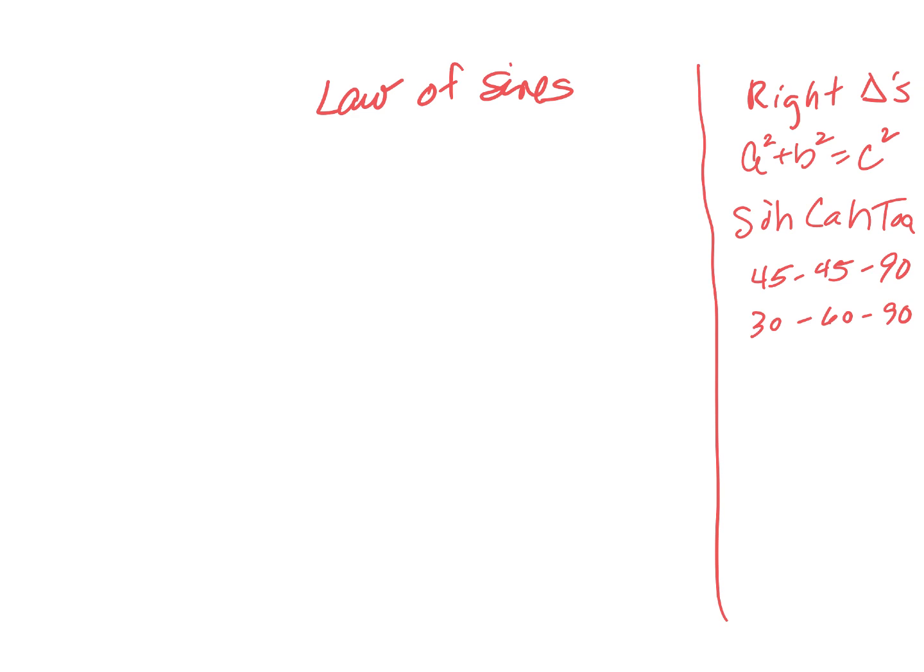Well, the next thing we're doing is law of sine and law of cosine. And these are ways to solve non-right triangles. Got it? You don't use this for right triangles. So when you have a regular right triangle, you use this.